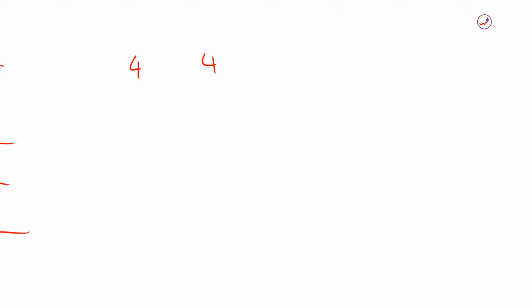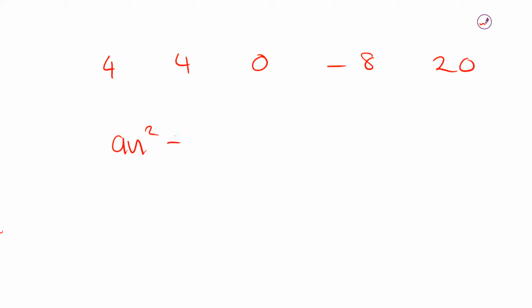4, 4, 0 minus 8, 20. So you have to just assume that it's not something cubed, because that never ever happens, okay? So we're assuming that the nth term will look something like this: an squared plus bn plus c. And not equal to 0, that's the nth term, because when you have nth terms you never have equal to anything in particular, it's just that the nth term is a formula.